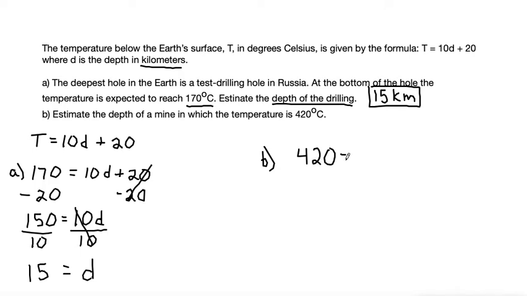420 is equal to 10D plus 20. We can solve in a similar way by subtracting 20 on both sides. So 420 minus 20 is 400. That's equal to, these cancel out, so it's just 10D.